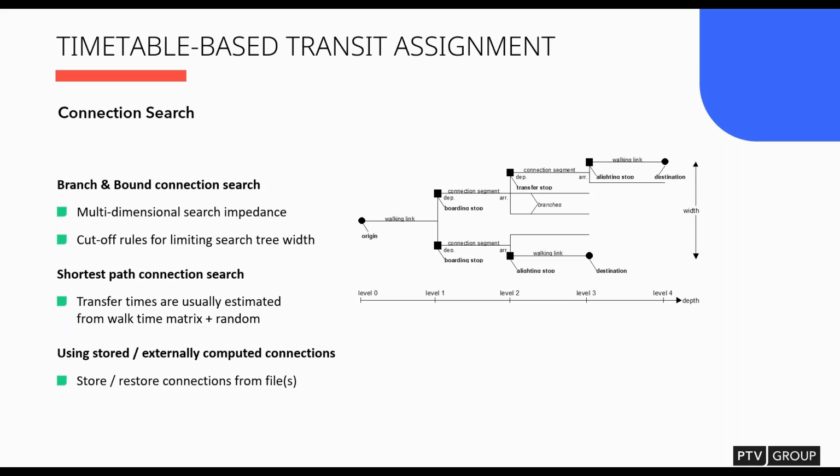I mentioned this connection search, and there's a couple different options. The first one that's typically used is the branch and bound connection search, which uses a multi-dimensional search impedance. You can also limit the search tree width, but there's also a shortest path connection search, or the ability to use previously stored connections from a file.